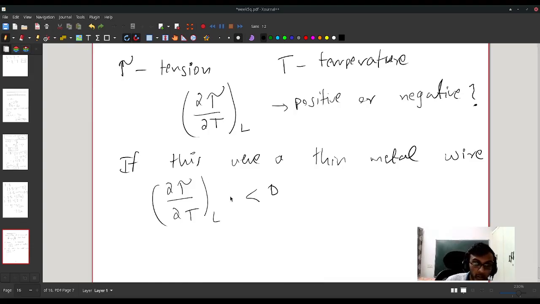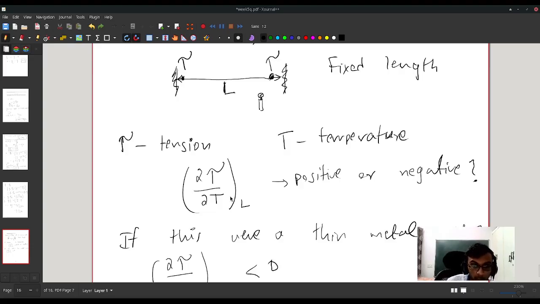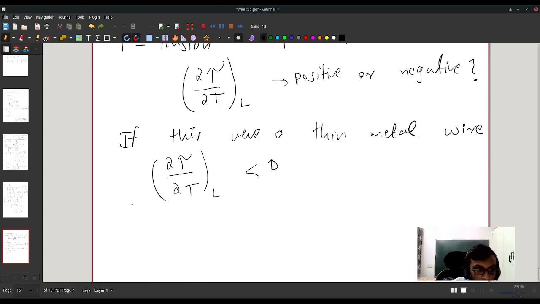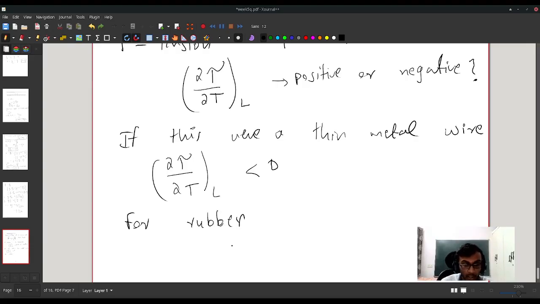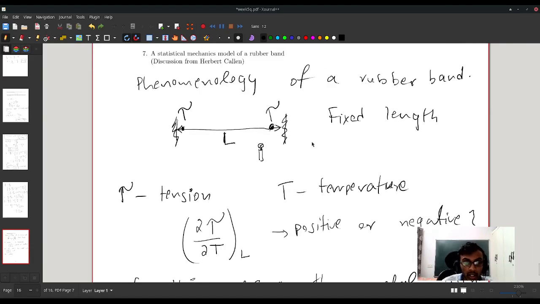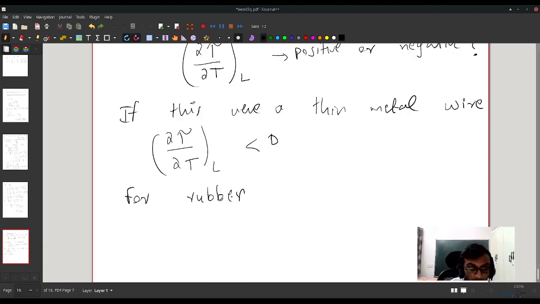But what we observe with the rubber band is that the opposite happens. It's as if it would try to shrink or contract if you heat it. So for it to maintain this length, the tension would have to increase. So ∂𝒯/∂T at this constant length is positive. This is what we observe from experiments.